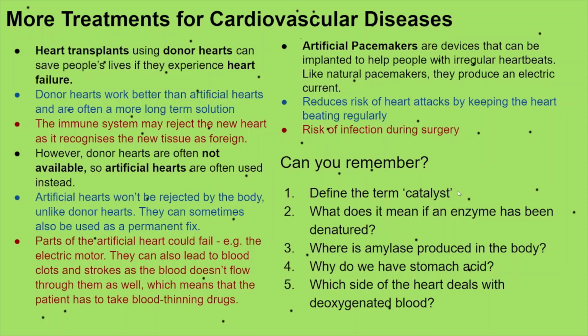So a catalyst is something that increases the rate of a chemical reaction without being used up itself. An enzyme is denatured if the active site has changed so much that it can no longer catalyze the reaction that it is meant to.